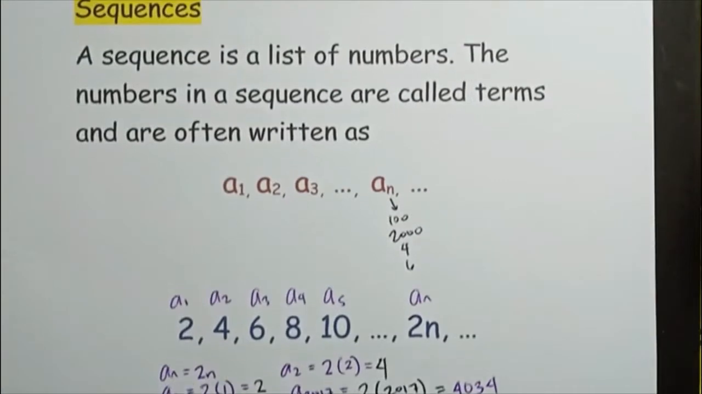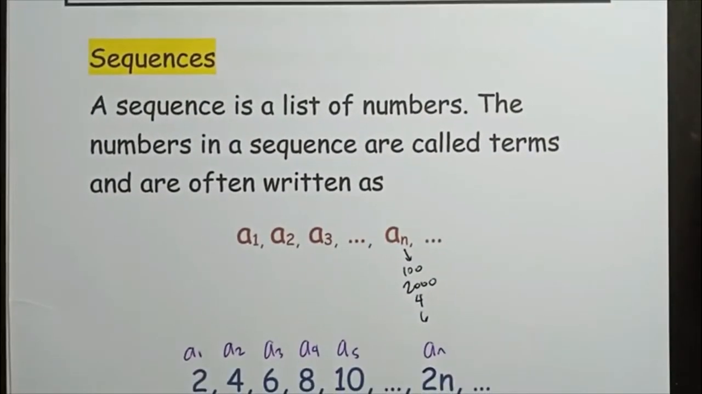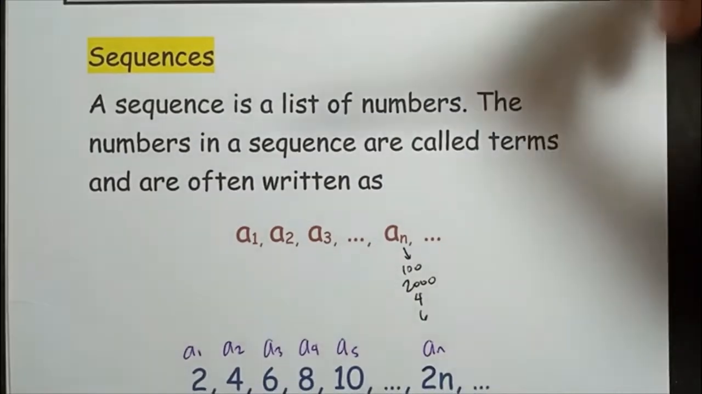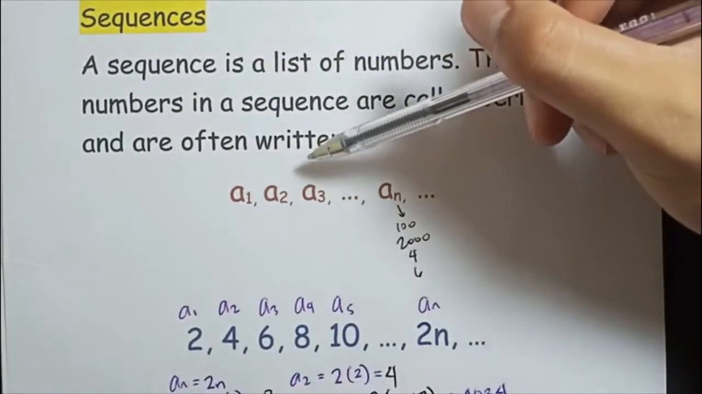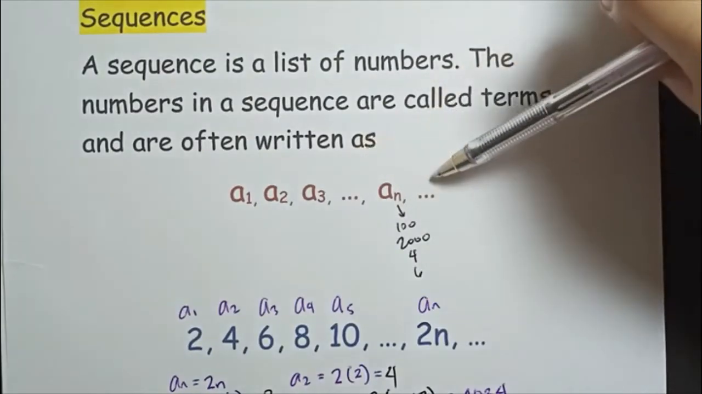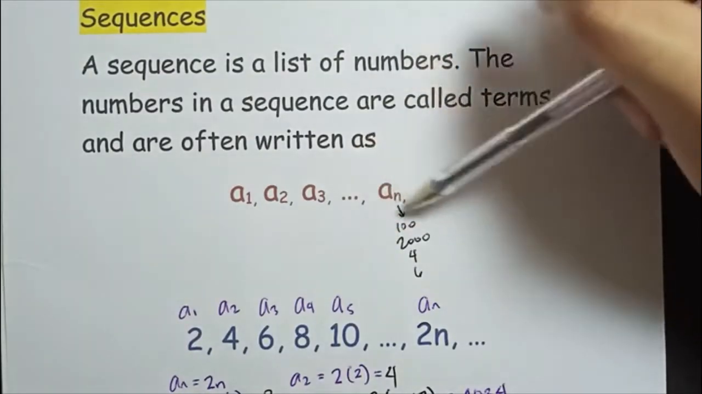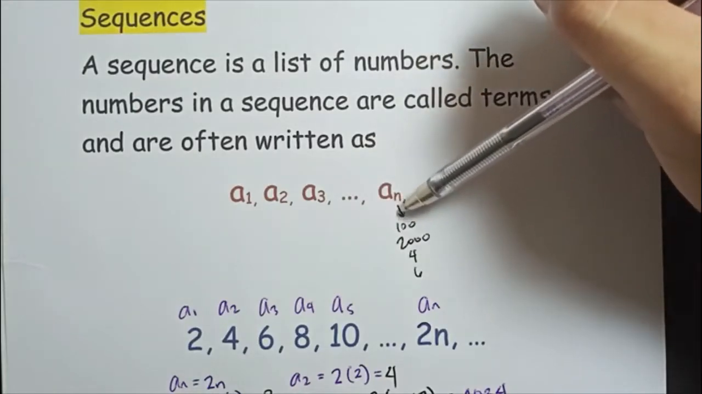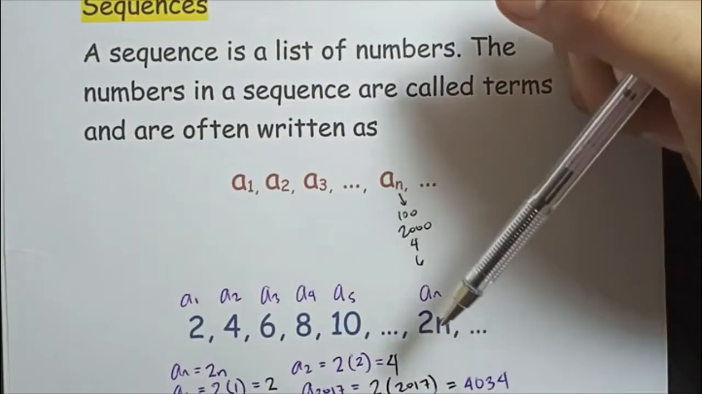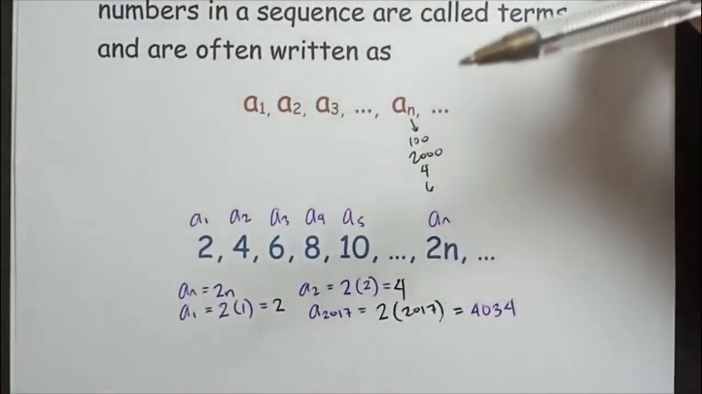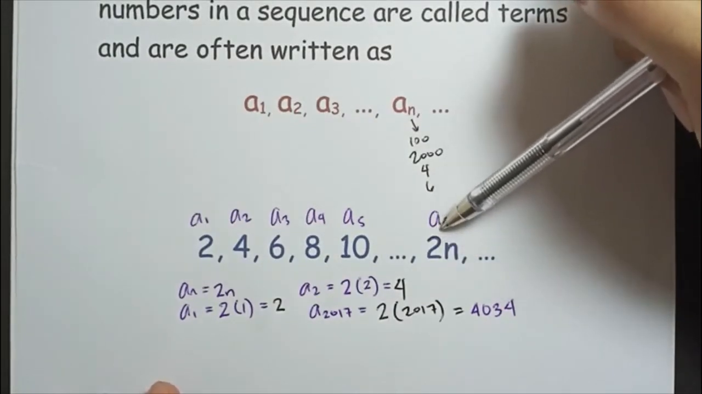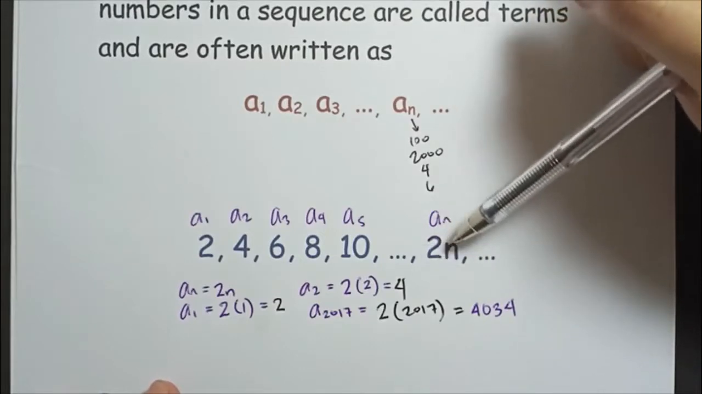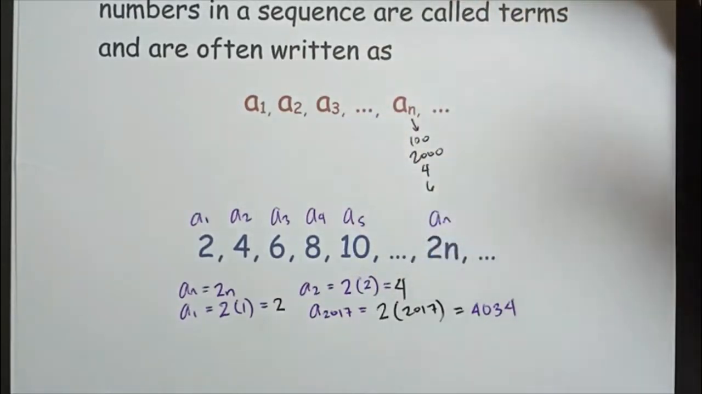So, recap. A sequence is a list of numbers, and the numbers in a sequence are called terms, often written as ganito, a sub 1, a sub 2, a sub 3, a sub 4, given that a sub 1 is the first term, a sub 2 second, a sub 3 is the third term, and a sub n is yung general term natin, or kapag nakuha niyo yung a sub n natin, ayun na rin yung explicit formula. So, let's take this 2, 4, 6, 8, 10 as example. So, explicit formula nito is yung 2n. Kasi nga, by this explicit formula, we can get any term in the sequence.